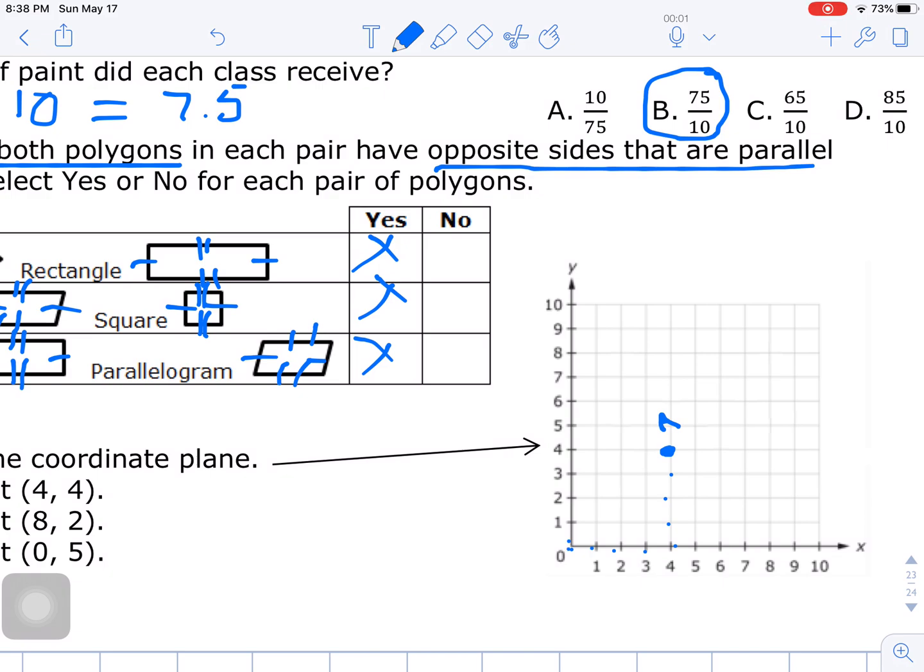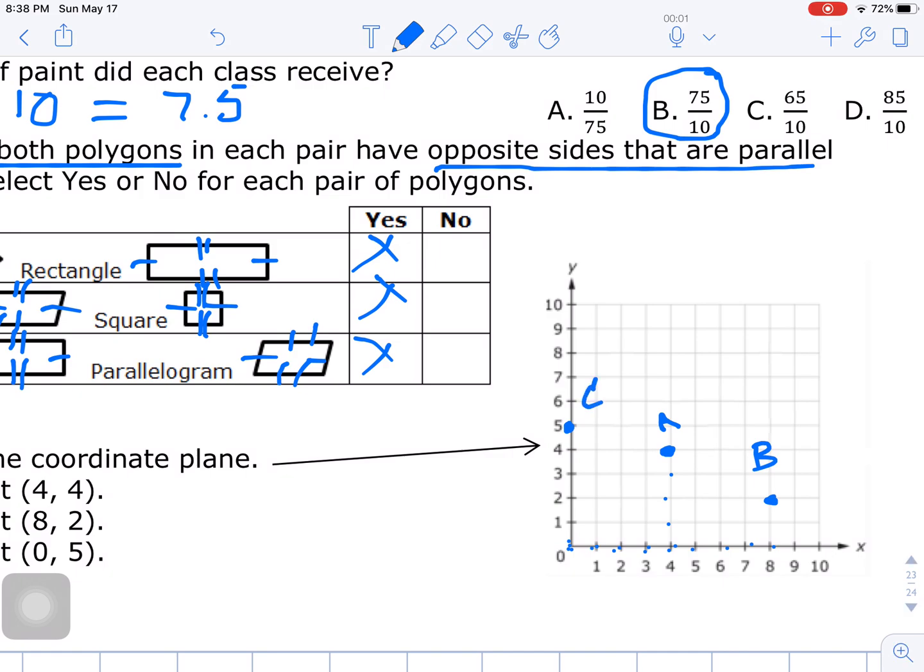Part B, the x-coordinate is 8. 1, 2, 3, 4, 5, 6, 7, 8. And the y-coordinate is 2. That's part B. And part C, the x-coordinate is 0, so we don't move off the origin, and we go up 5, and that's part C.